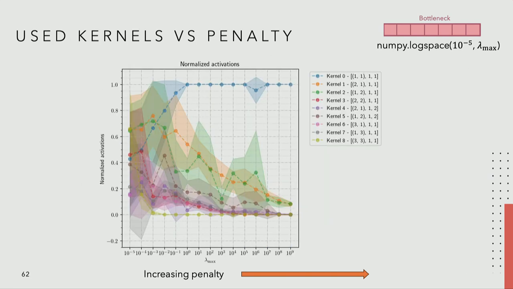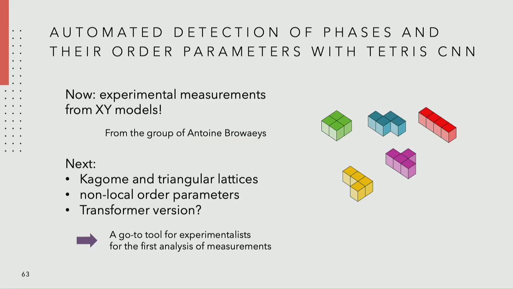And then this is the plot of used kernels. Maybe what's most important is that the blue one is magnetization, and it is being picked up as the dominant one at small penalty. But if you did zero penalty, your default CNN, it would be using all possible kernels and basically learning some kind of linear combination of various correlators.